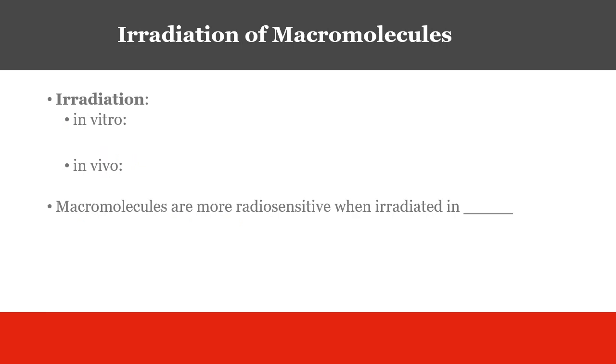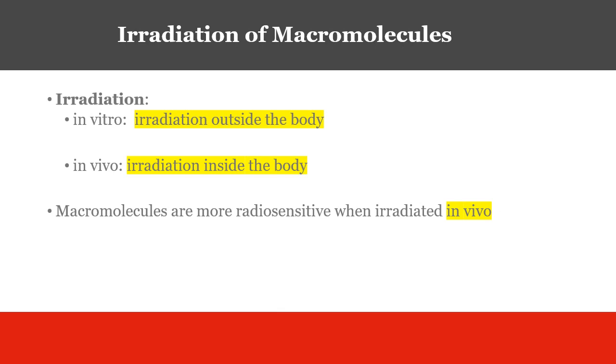The next thing we have to look at is irradiation of macromolecules. In terms of irradiation, we have two types. We can have in vitro, which is outside the body, and in vivo, which is inside the body. In vivo means live, so it means inside the body. Where do you have oxygen, inside your body or outside your body? It's inside your body.